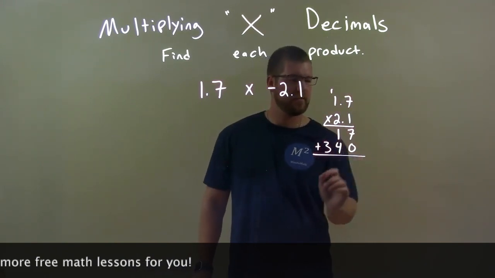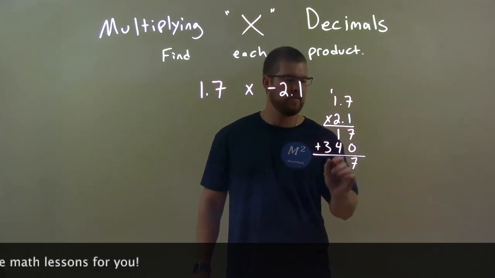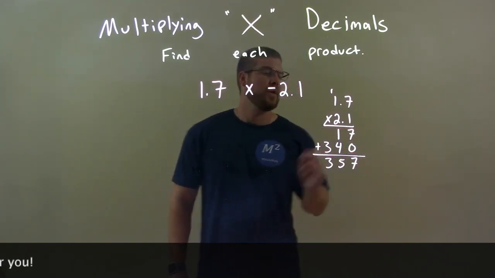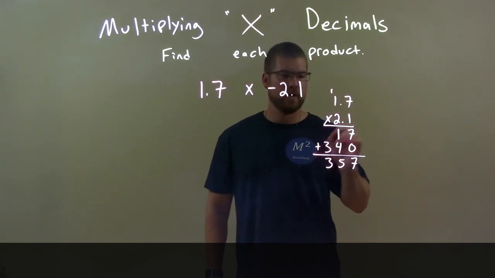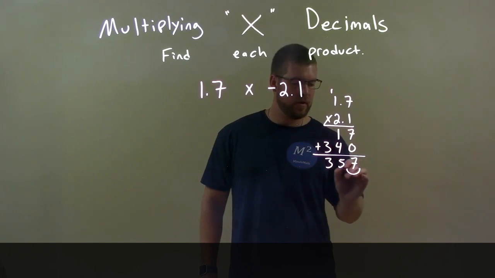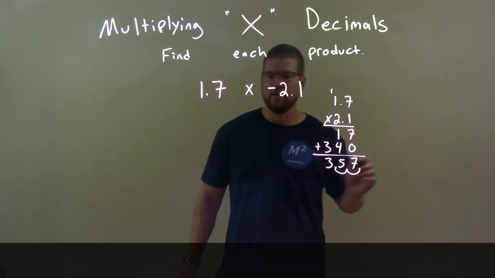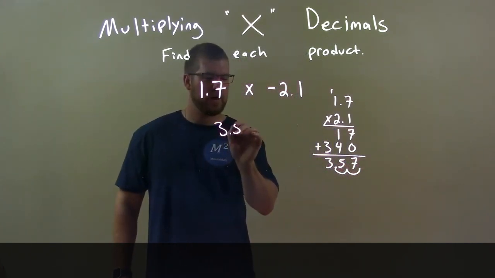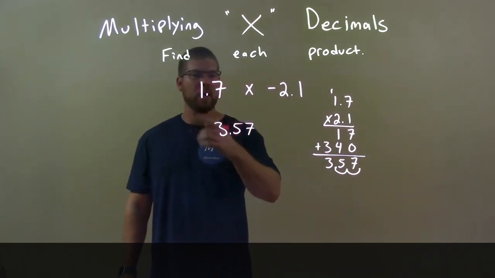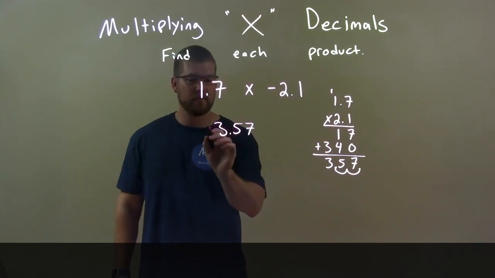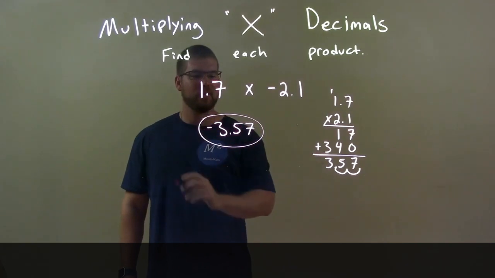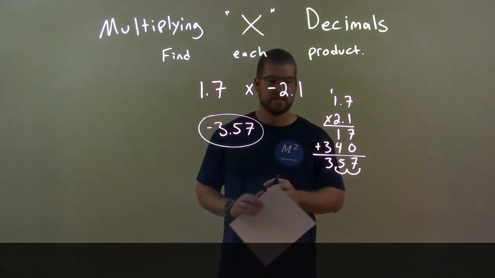We add these two numbers together. 7 and 0 is 7, 1 and 4 is 5, and 3 is 3. But now we have two decimal places, right? One from the top, first number and one from the second. So we move that decimal over 2 places. And so here we have 3.57. Now we have to deal with the negative. A positive times a negative is always a negative. So we have negative 3.57 here. And so our final answer, again, negative 3.57.